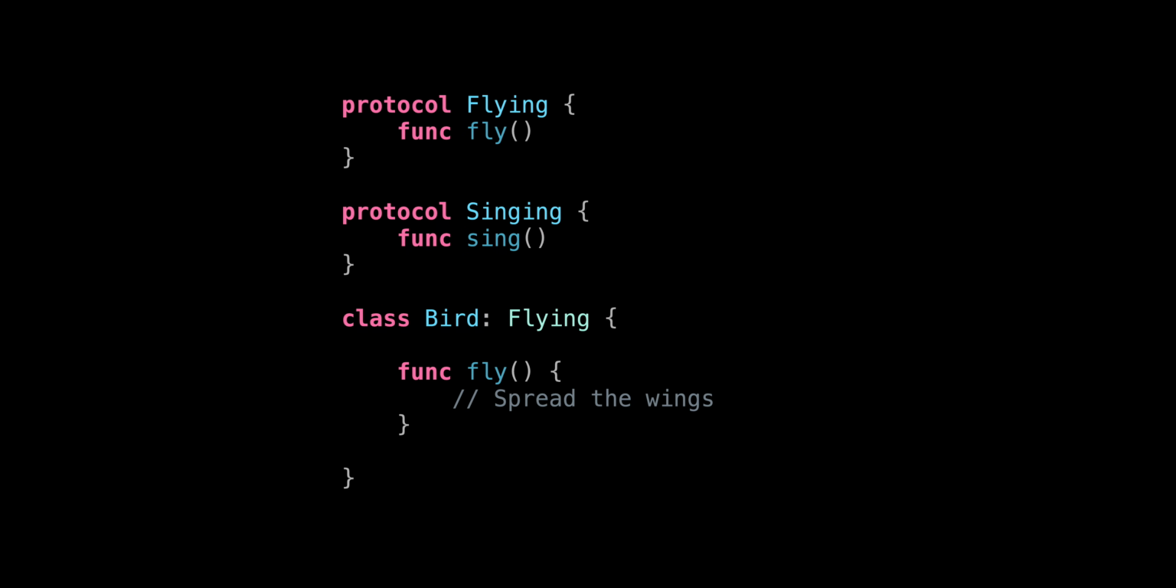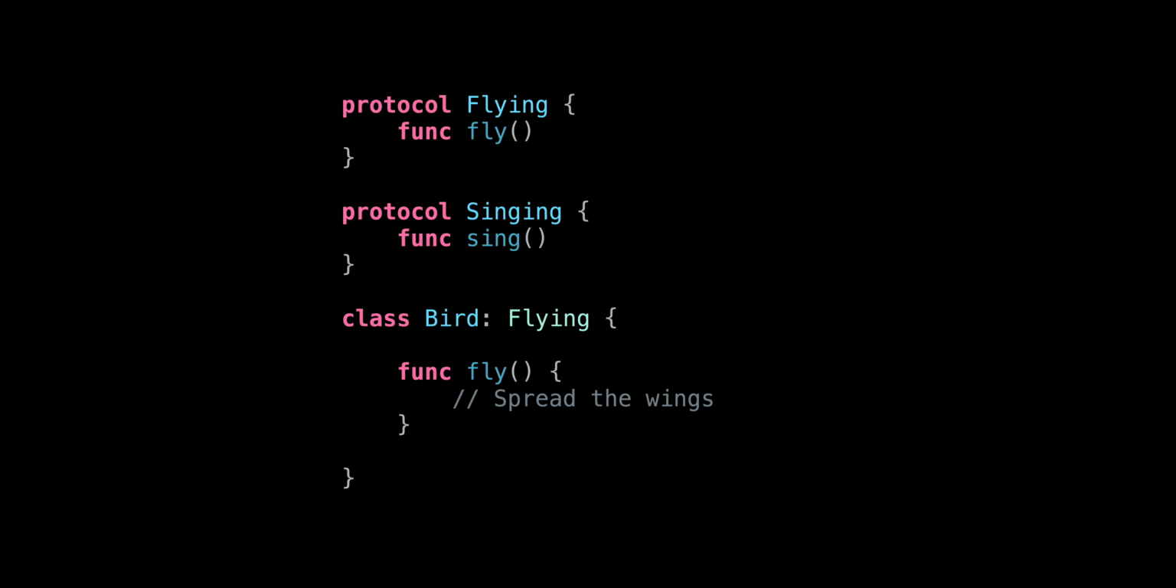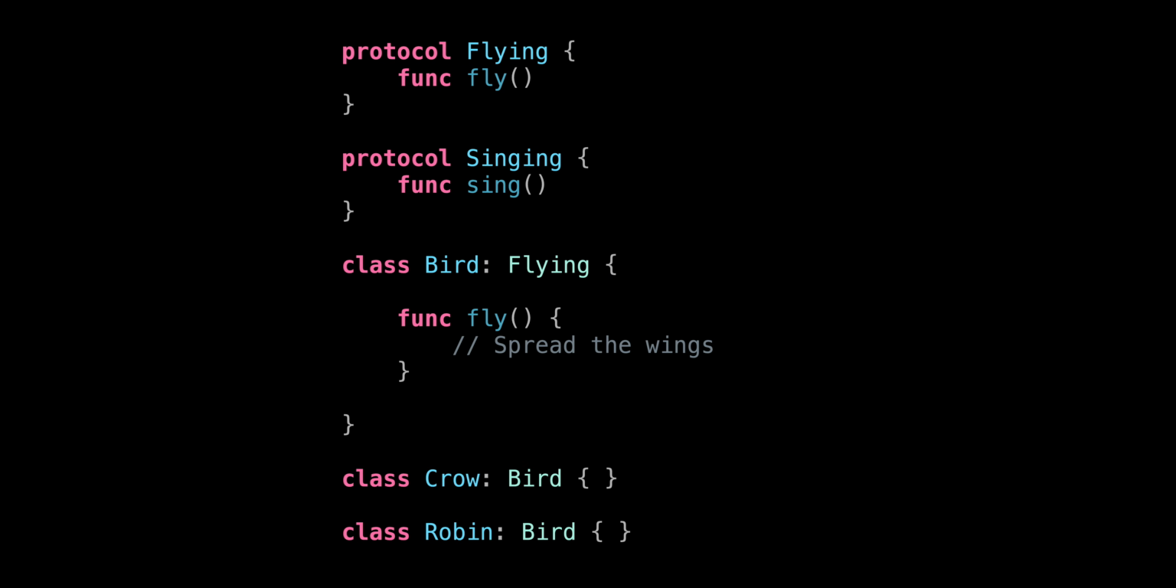So, I'll declare the bird class. Since we agreed that all birds can fly, this class will conform to the flying protocol directly. From now on, any subclass of bird will get the implementation of flight automatically. Now I'll declare the types for concrete bird species, crow and robin. They both inherit from the bird base class, and because of that, they already can fly without any further action.